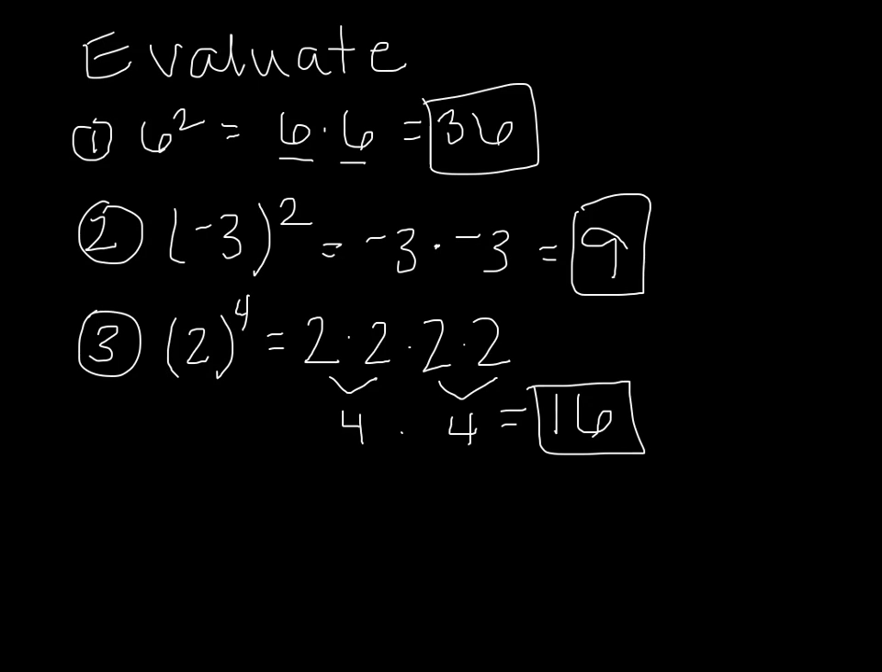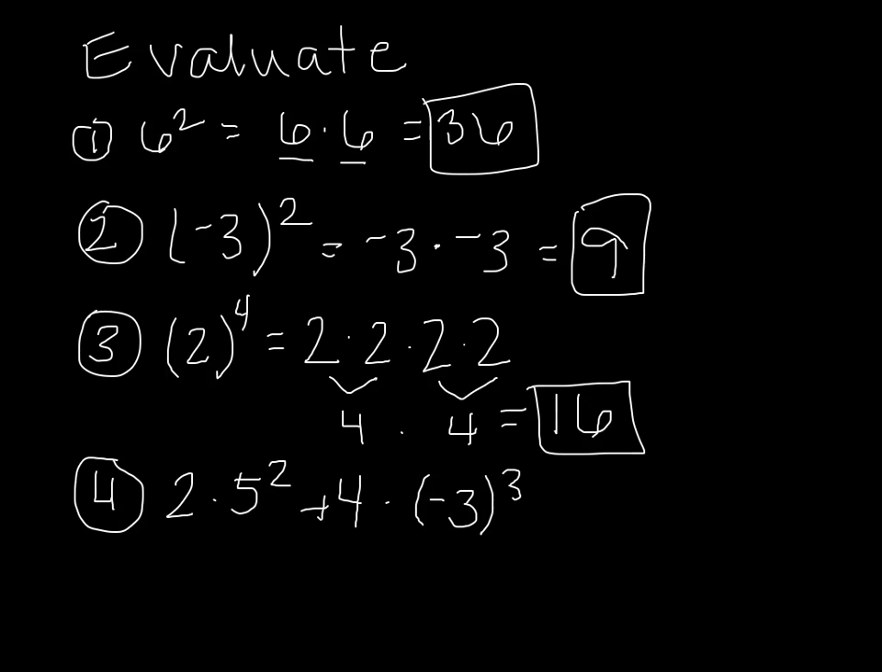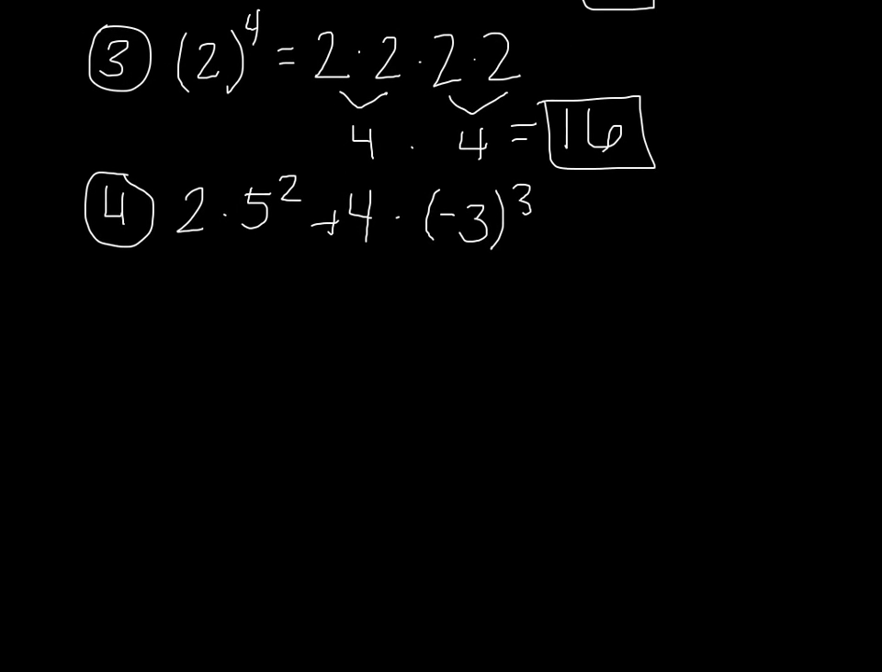Okay, now we're going to get a little trickier. Those are kind of just the basic ones. Now we're going to get one that looks like this. 2 times 5 squared plus 4 times a -3 cubed. So for this one, I really should have done it on the other page, but I'm just going to move this up so we can have more room.